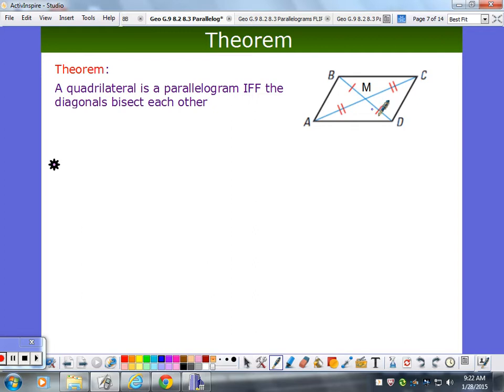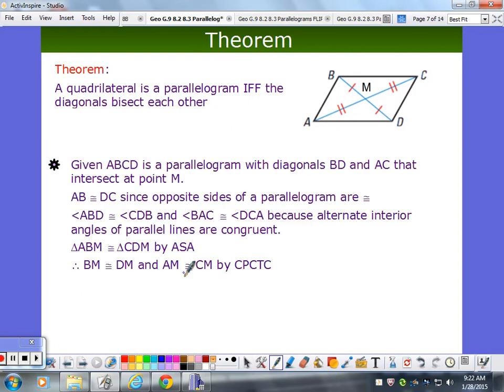How do we prove that these are bisectors? So this one's slightly more interesting, right? So how do we do that one? So if I have a parallelogram here, and here's my diagonals BD and AC, and here's where they intersect. Okay, this is what I'm trying to prove. I don't know this part yet. That's what I'm trying to prove. So let's see. What do I know?